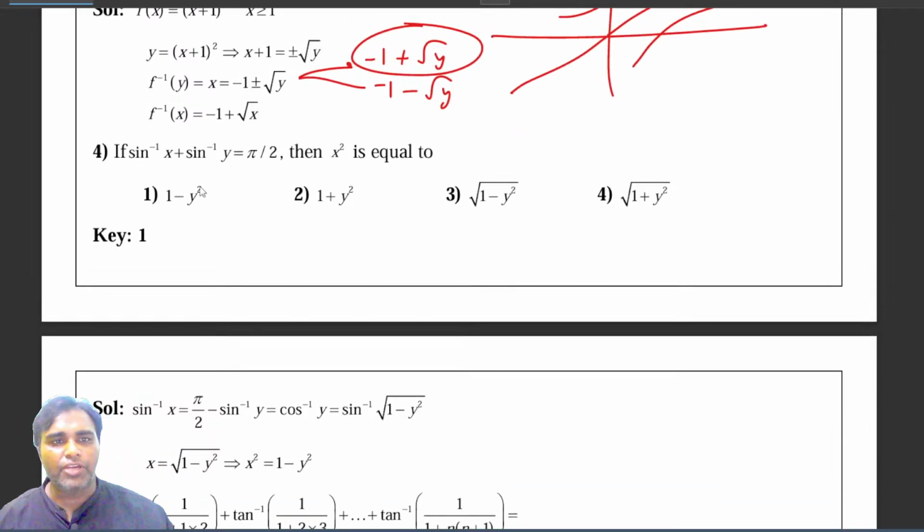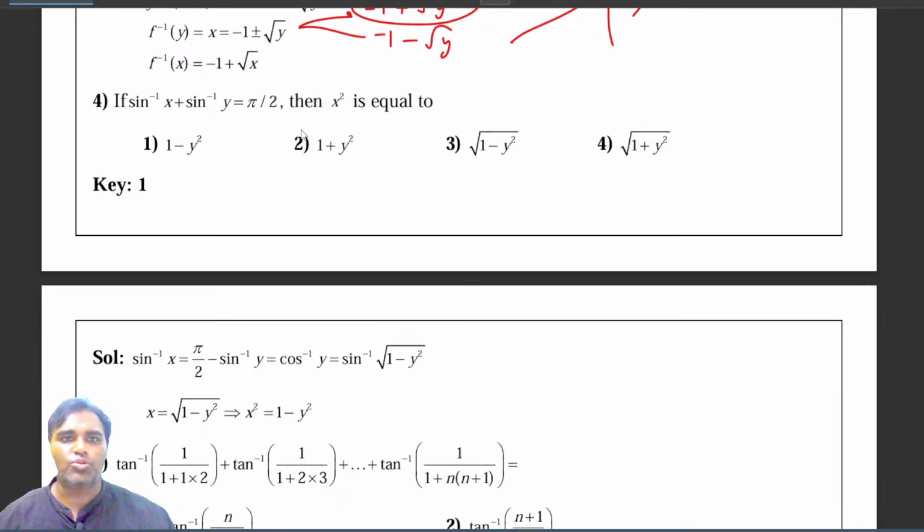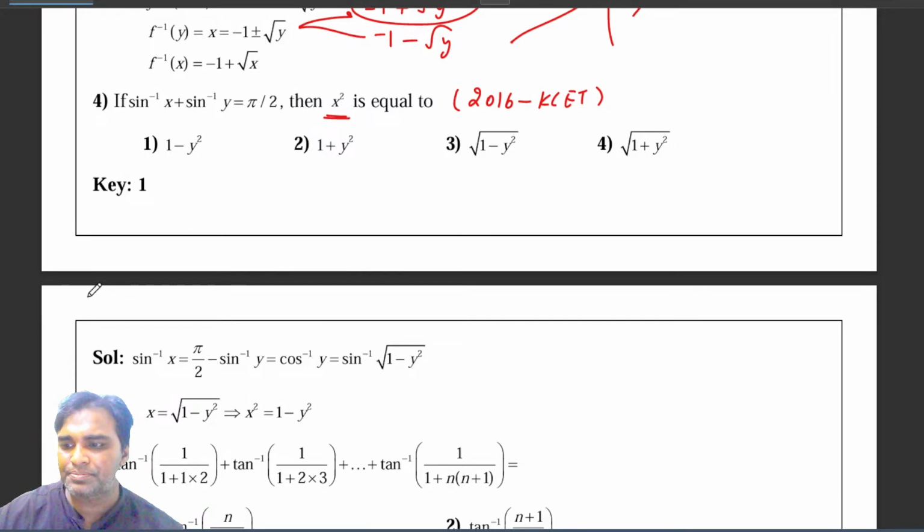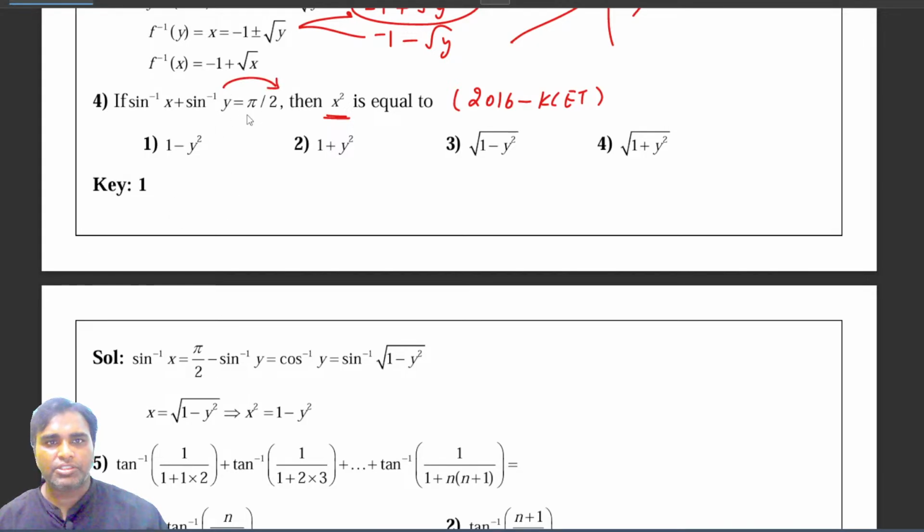If sin inverse x plus sin inverse y equals pi by 2, then what is the value of x square? It is a PYQ of the 2016 KCET exam, so this question is repeated. Now let's see how we can do this one. So sin inverse x plus sin inverse y equals pi by 2. If I do this here, pi by 2 minus sin inverse y is cos inverse y. So cos inverse y is equal to sin inverse x, and cos inverse y we can write as sin inverse root 1 minus y square.